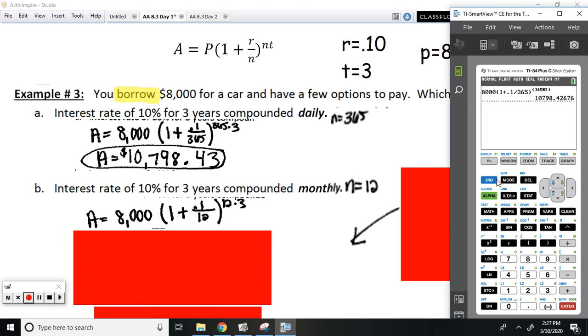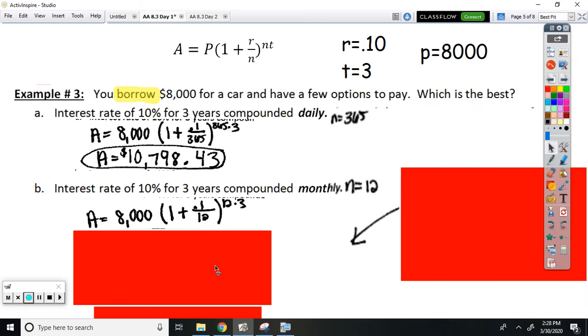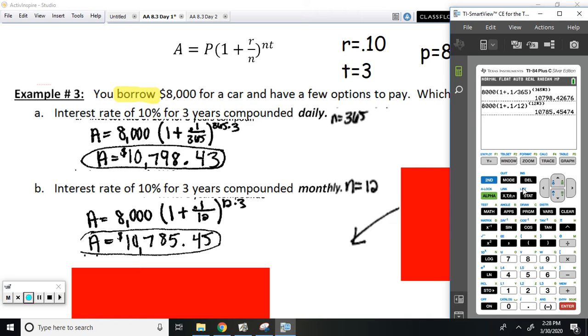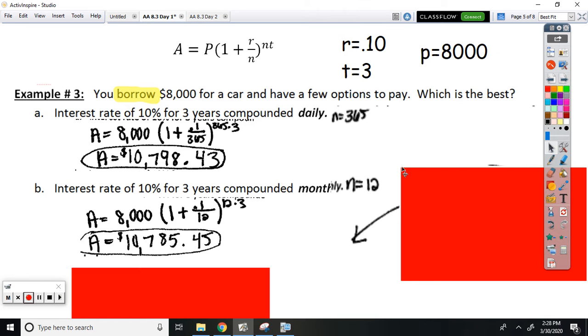So remember on your graphing calculator, there's a shortcut. You can press second, enter, and it'll recall what you typed last time. You can just go change that 365 to a 12 and delete one of the numbers. So we should get 10,785.45.